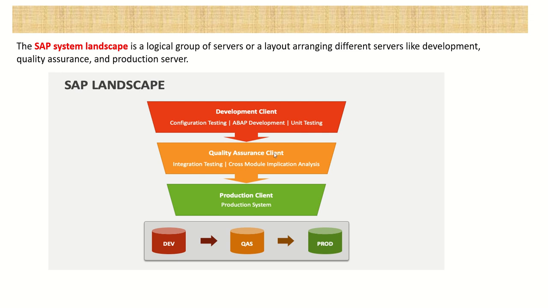In case there are any errors in the quality system, they give their feedback to the development team. They do the required modification. The same process is followed in the same way from development to quality, and quality to production. So this is a typical landscape of any company.